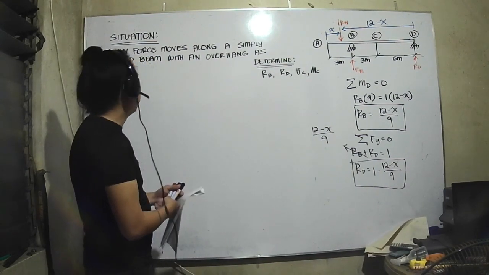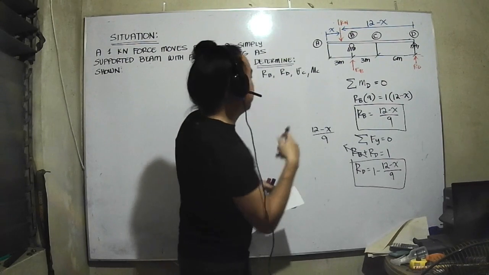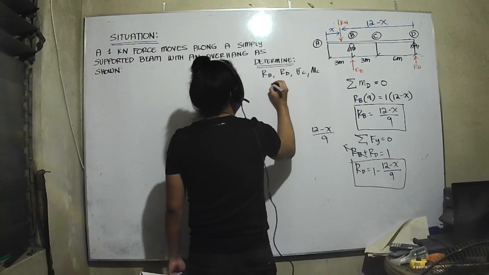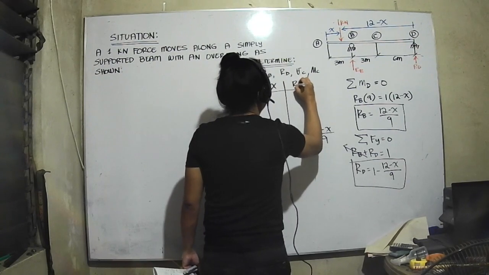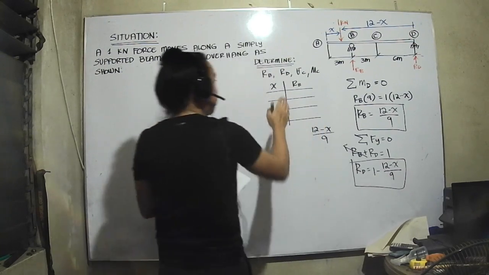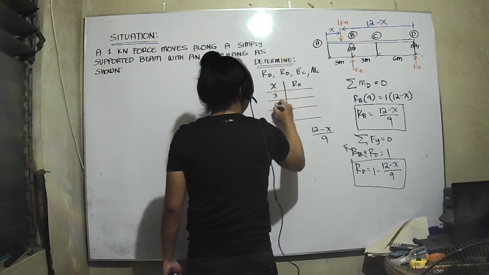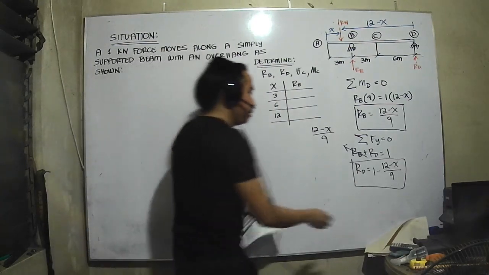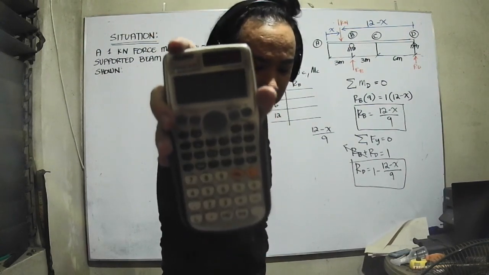So, let's try quantifying things. Okay? RB, as a function of x. Then, RD. 3, 6, 12. Okay? 3, 6, 12. How do we do this? I want you to grab your calculator.